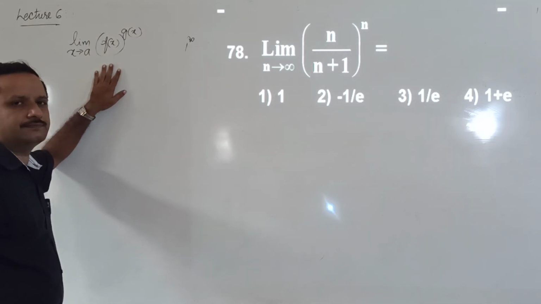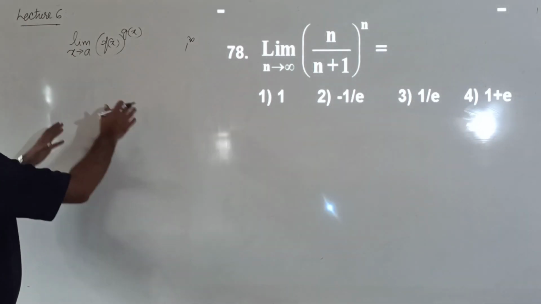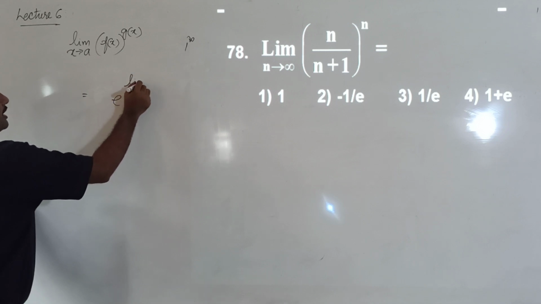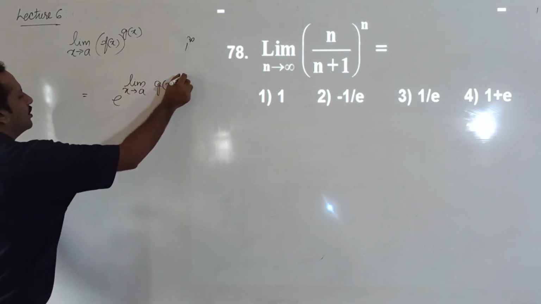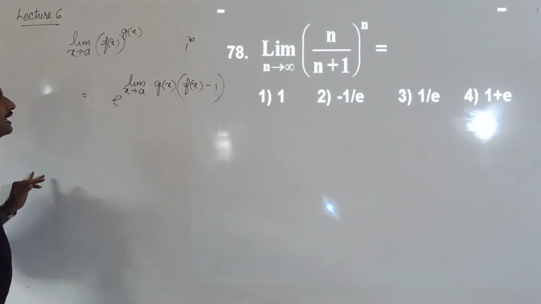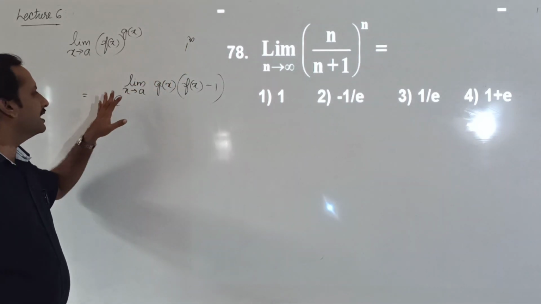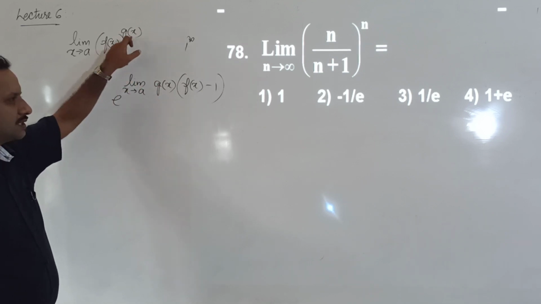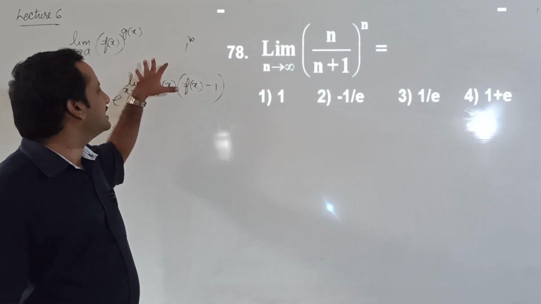then we can write this as e to the power limit x tends to a g of x into f of x minus 1. When we directly apply the limit, if we are getting 1 power infinity form, then we can write that limit as e power limit x tends to a g of x into f of x minus 1. Now we just check whether it is in this form or not.